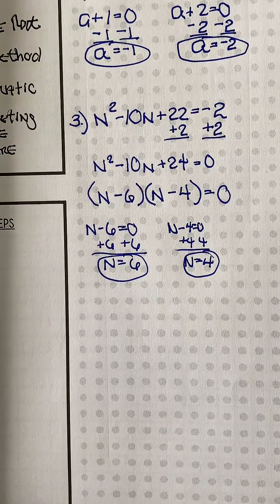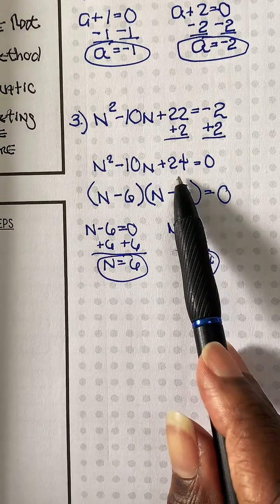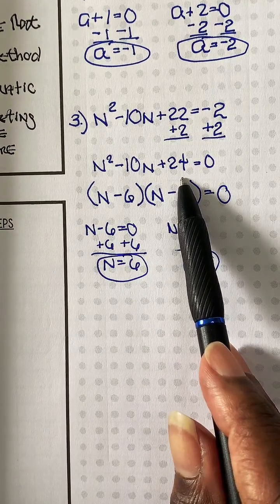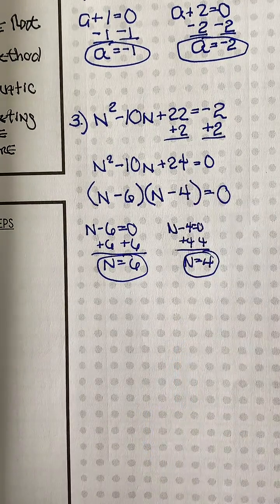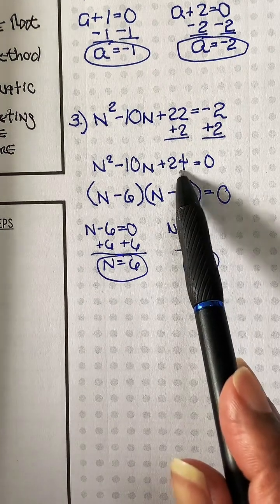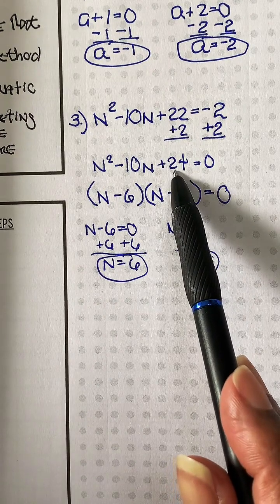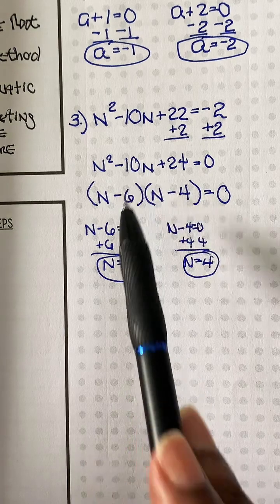So it can't be negative 12 and 2. Because we have to think, if you say negative 12 and a positive 2, that won't give me a positive 24. That will give me a negative 24. So it's got to be 2 numbers multiplied together to give me my constant, which is a 24, and add together to give me my middle term.